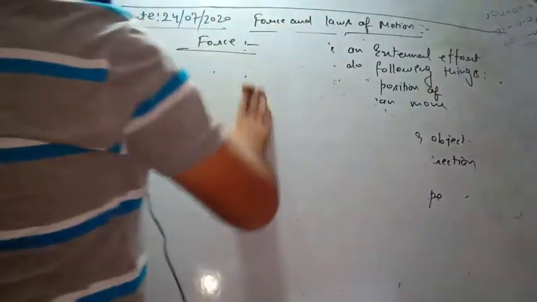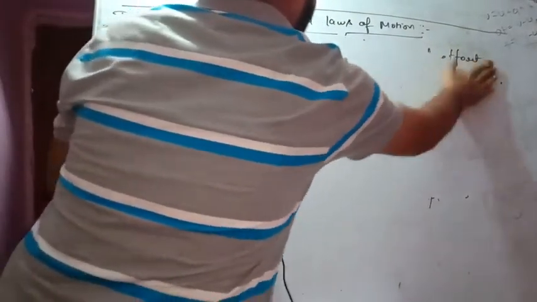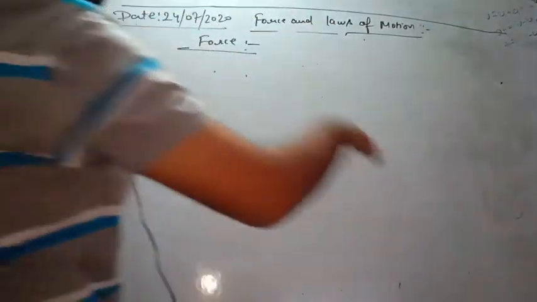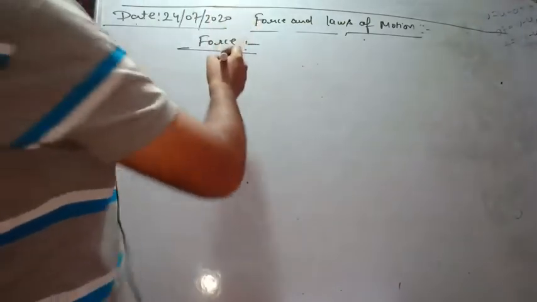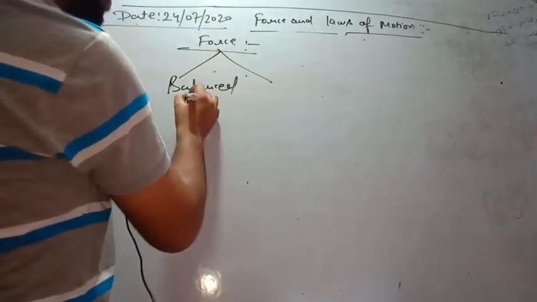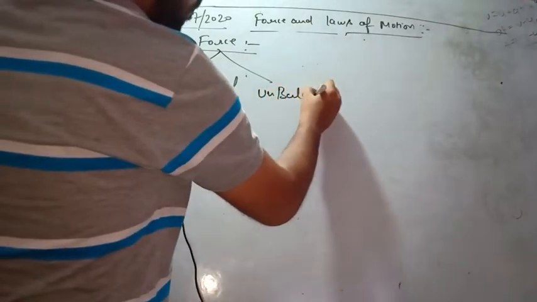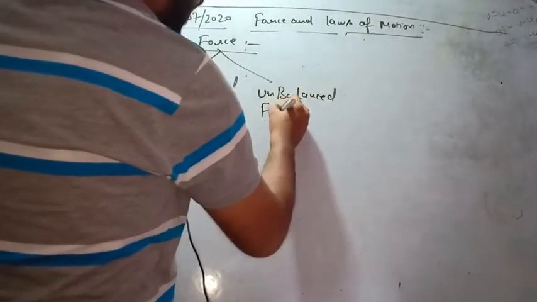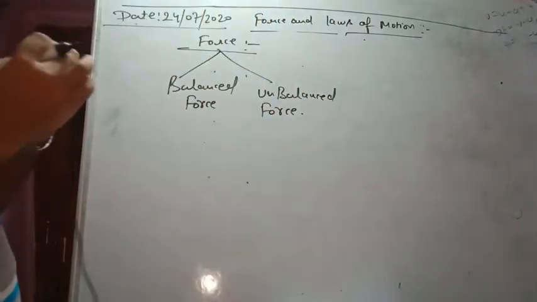So force can be of two types. One is balanced force, and another one is unbalanced force. So what are balanced forces and what are unbalanced forces? This is what we are going to discuss now.